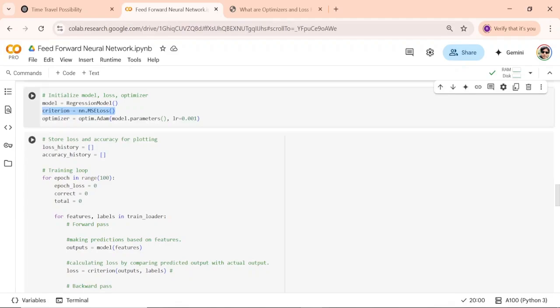I also told what the loss is about. You do the prediction, you compare the output with the actual output. If there is a great difference, the loss is high. If the values are equal or correct, the loss is zero.